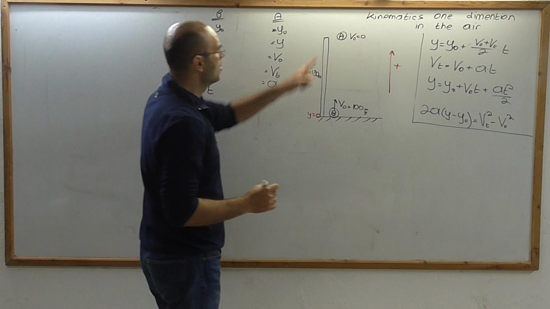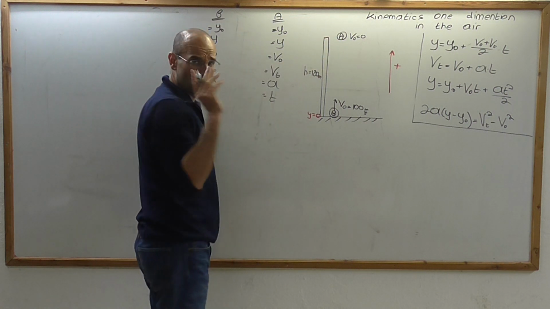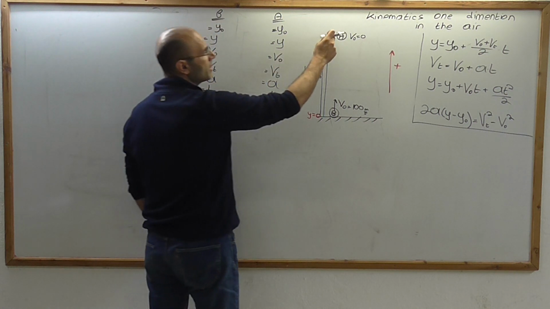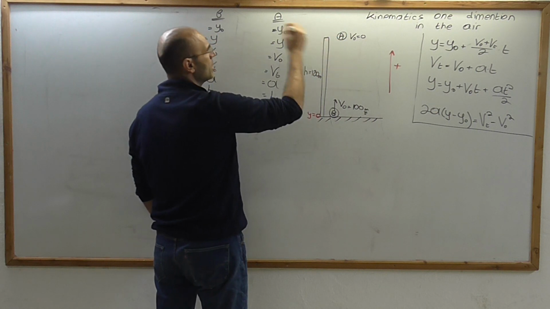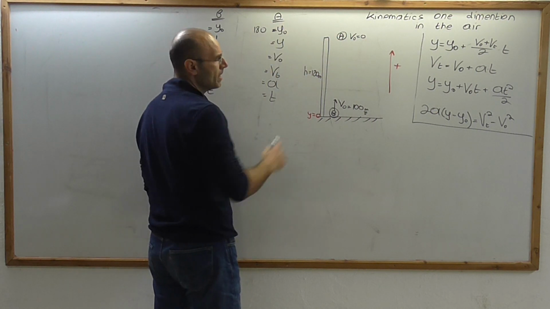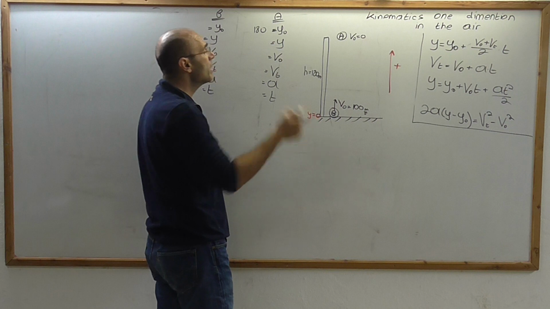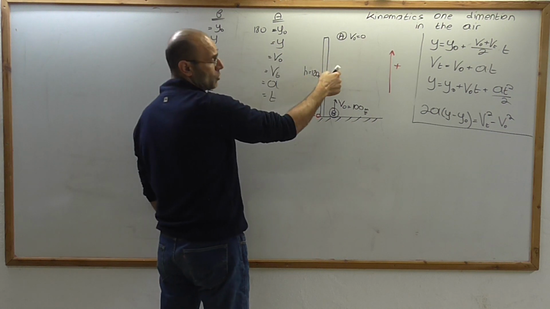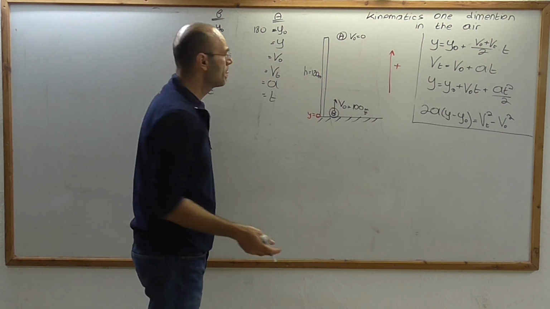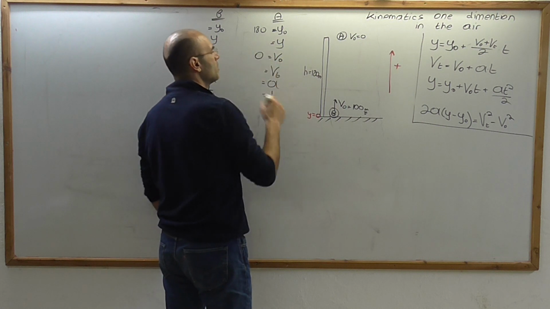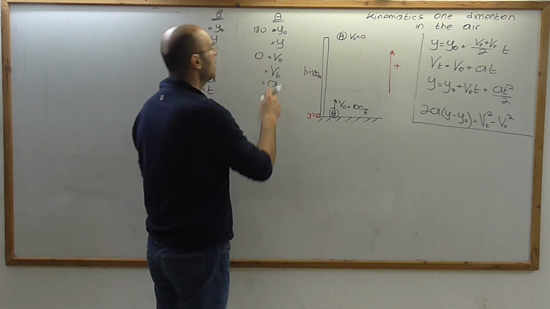Okay, ball A, I want to find the meeting point. It started here, we don't know, it started at 180. When it will meet him, where it's going to finish, where it meets him, I don't know. V0 is 0. V final, I don't know.